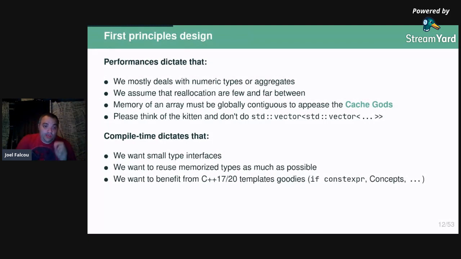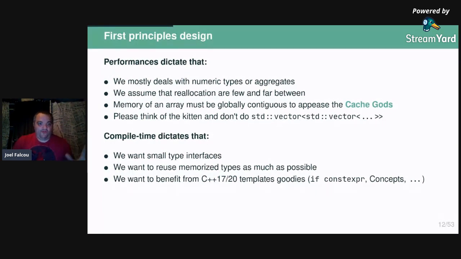And so we also know that the memory of our array must be as globally contiguous as possible to appease the cache. If you don't know already, 99% of the performance of your code right now is determined by the fact that you use the CPU cache properly. And as the code gets more and more complicated, we need to be very precise on what we do on this.